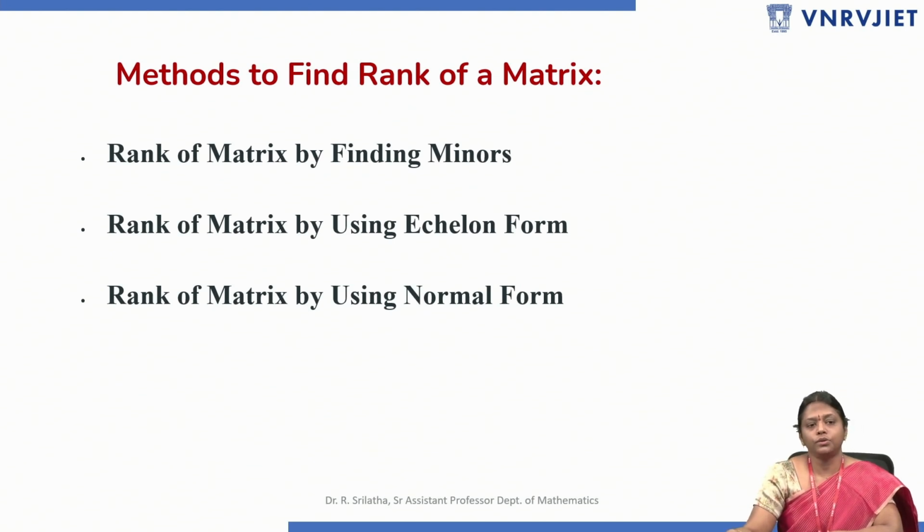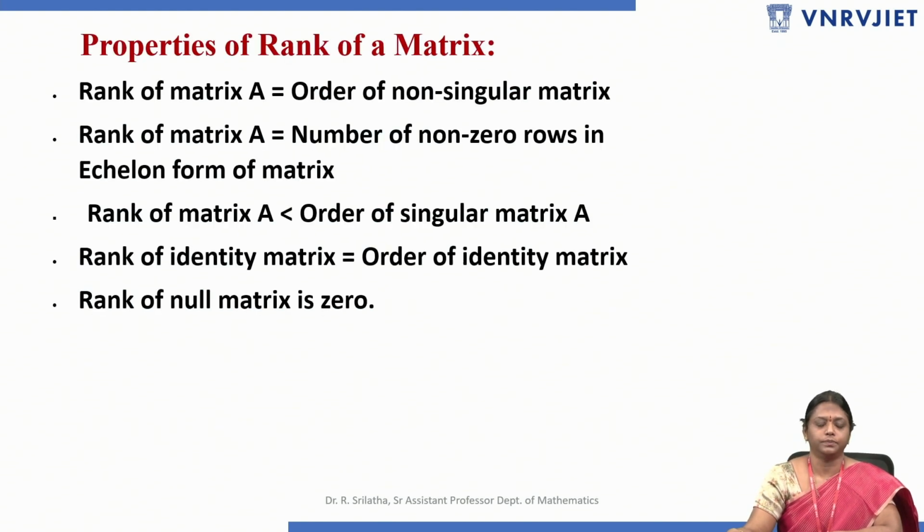Now, just now I told about how to find the rank of a matrix. Now we have three different methods for finding the rank of a matrix. The first one is rank of a matrix by using minors, the second method is rank of a matrix by using echelon form, and the third one is rank of a matrix by using normal form. Before entering that, we need to cope up with some properties here. So, properties of rank of a matrix.